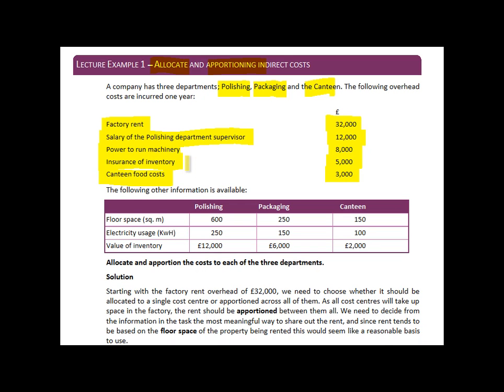And we're then given some additional information about each of the departments. You can see we've got floor space figures for each department, we've got electricity usage figures, and we've got the value of the inventory held. And that information is going to help us to share out some of the relevant overheads. Now what we need to do is we need to allocate and apportion the costs to each of these three departments.